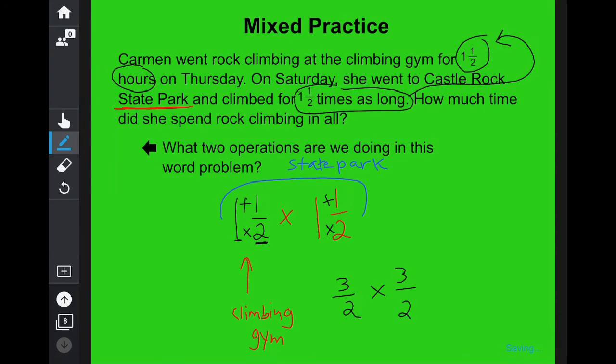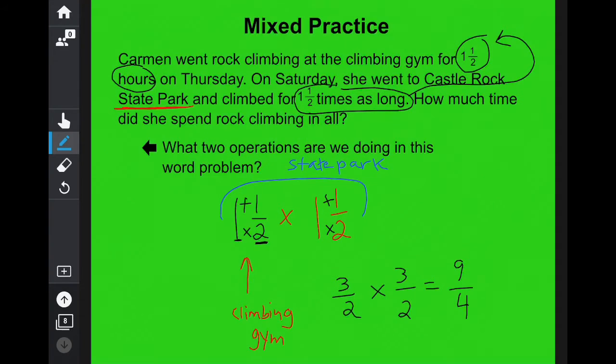Then I have to multiply my numerators. Those are the numbers on top. 3 times 3 is 9. Then I have to multiply my denominators, the numbers on the bottom. 2 times 2 is 4. Now, I can't simplify this, but if you wanted to, you can change it back to a mixed number. But we're going to keep it as 9/4 for now.